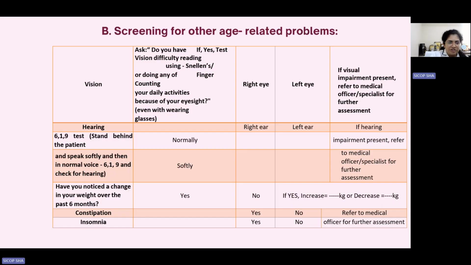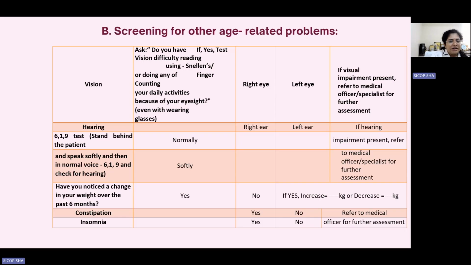Screening for other age related problems. So what are the other age related problems? Vision. Do you have difficulty? If yes, then test vision, difficulty reading using Snellen's chart, or doing any finger counting, or daily activities, even with wearing glasses. Right eye and left eye both should be checked. If visual impairment is present, refer to a medical officer or specialist for further assessment.